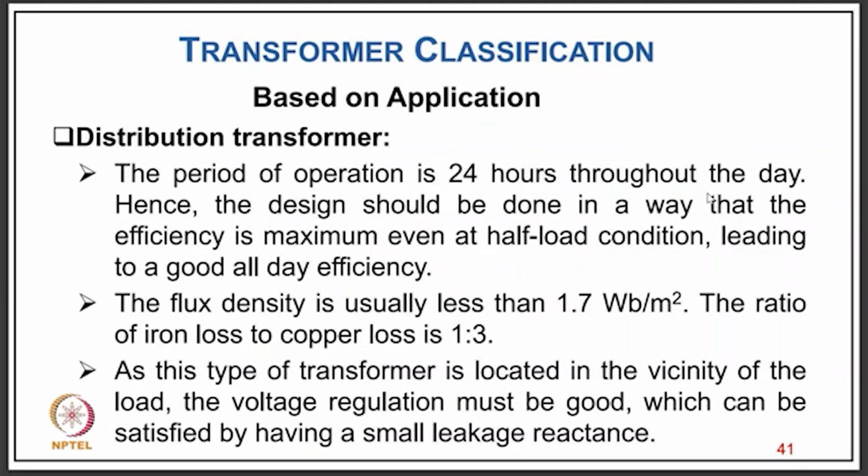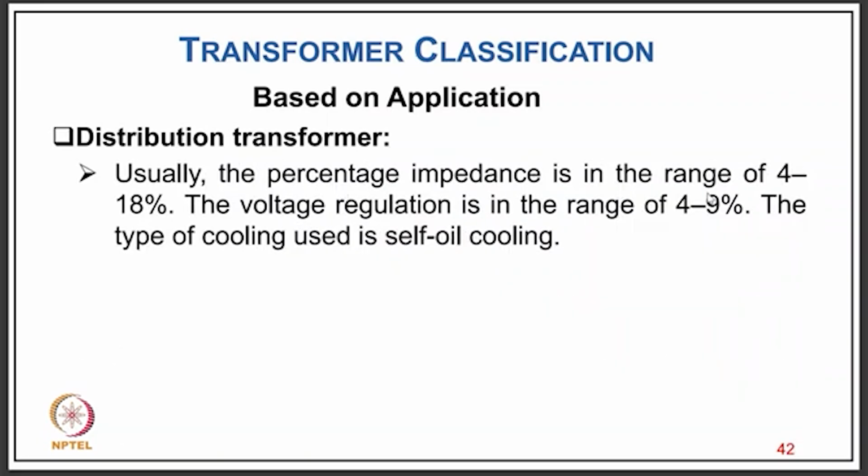Like the flux density usually is less than 1.7 Weber per meter square. The ratio of iron to copper loss is typically 1 to 3. Because we design at typically less than full load, we have to reduce the iron losses here. As this type of transformer is located in the vicinity of the load, the voltage regulation must be good, which can be satisfied by having a small leakage reactance, which we can adjust by a shell type of transformer.